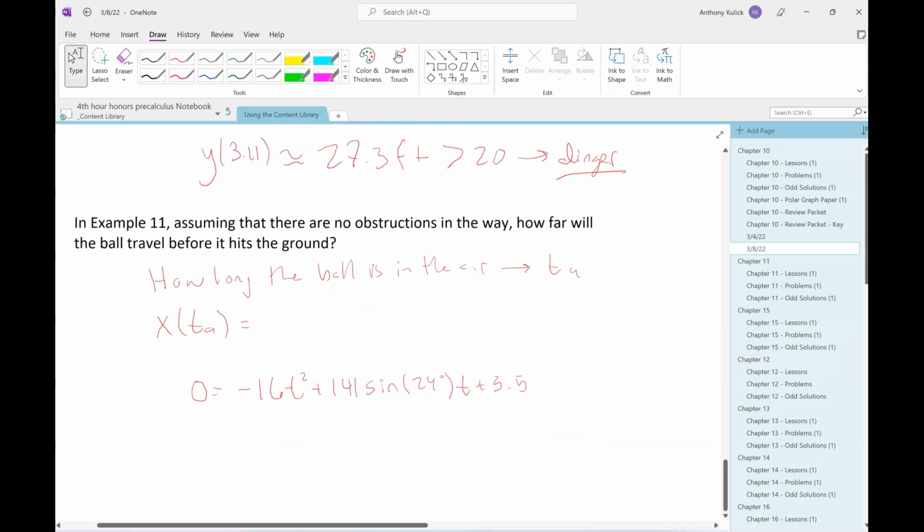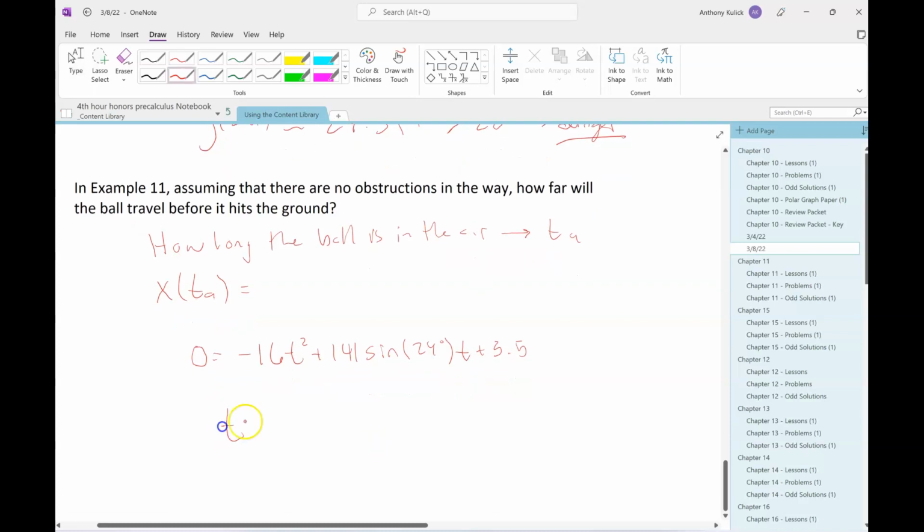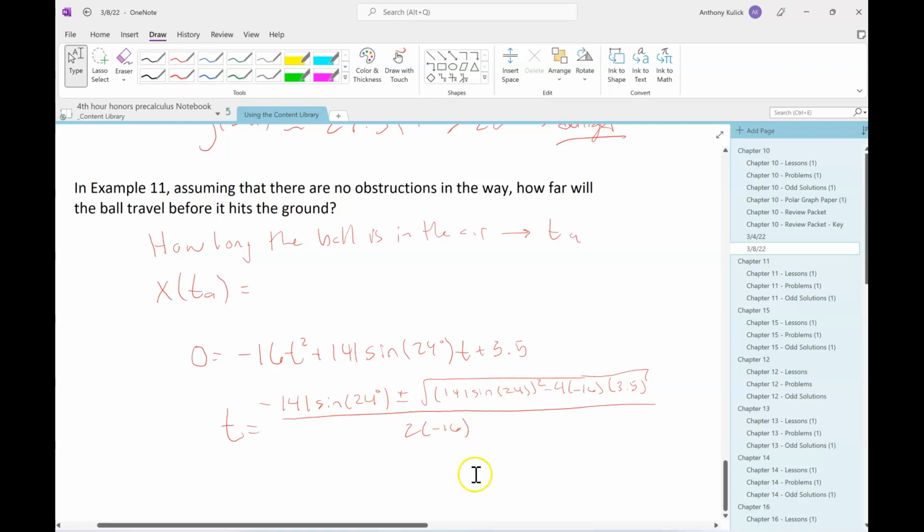Okay, everybody's good? How do I solve an equation like that? What kind of problem is that? Quadratic. How do I solve a quadratic equation that's equal to 0? The quadratic formula. So that's negative b plus or minus the square root of b squared minus 4ac, over 2a. I remember that. Okay. Kind of.